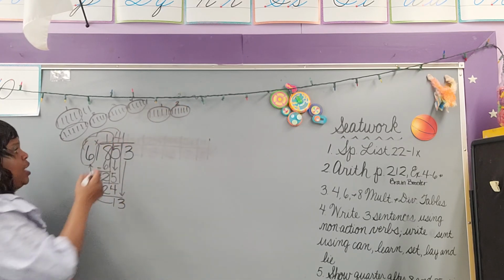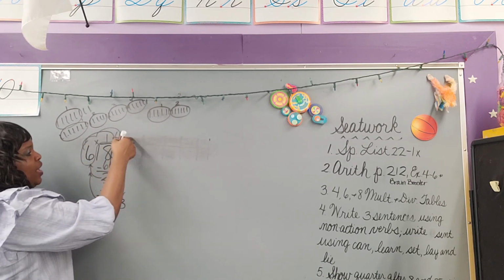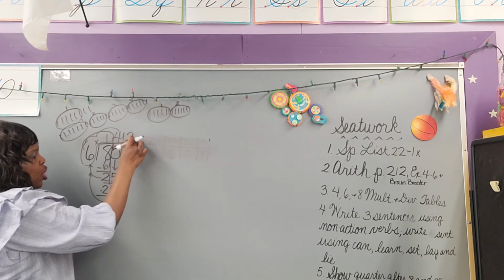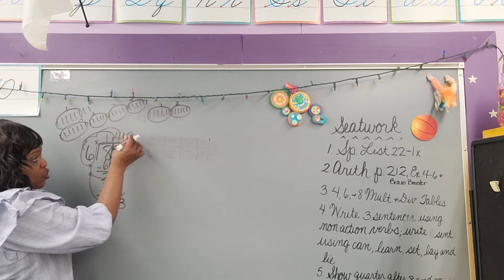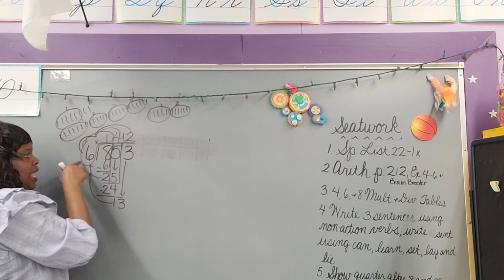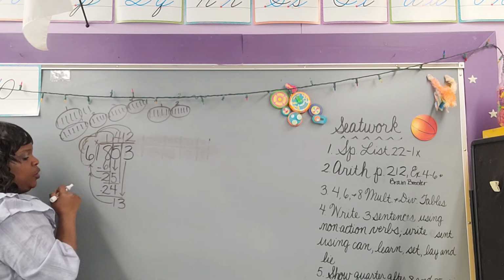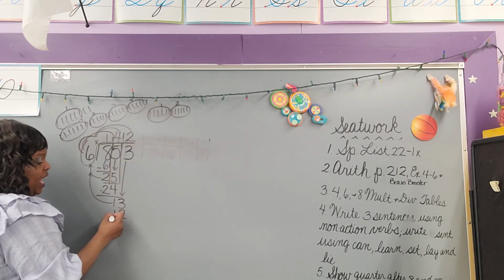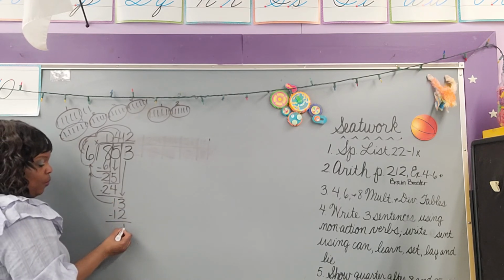6, 12. So where does my answer always go? On the top. When I figure out my division answer, my quotient always goes on top. Now I take my newest number in my newest box on the end and I multiply that by my outside number. They always get multiplied by the same number. 2 times 6 equals 12. Then I subtract. 13 minus 12 equals 1.